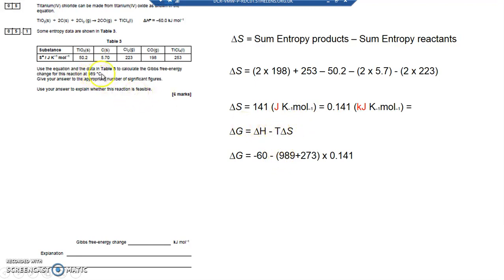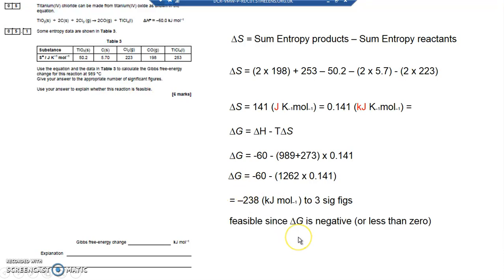Temperature. Now temperature is given in degrees C, and it needs to be in Kelvin. So I'm going to take 298, I'm going to add 273, and I'm going to multiply by my 0.141, which is my entropy change. Delta G, therefore, is minus 238. I'm going to put it to 3 significant figures because everything else in the question is to 3 significant figures, and whether it's feasible or not, well, if delta G is 0 or less than 0, negative in other words, then it's feasible and going to go ahead.